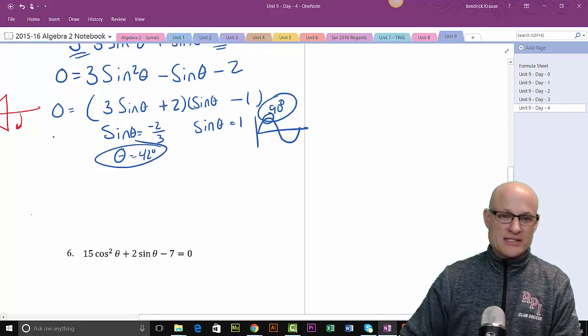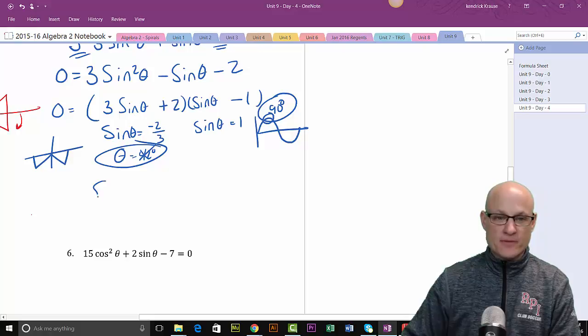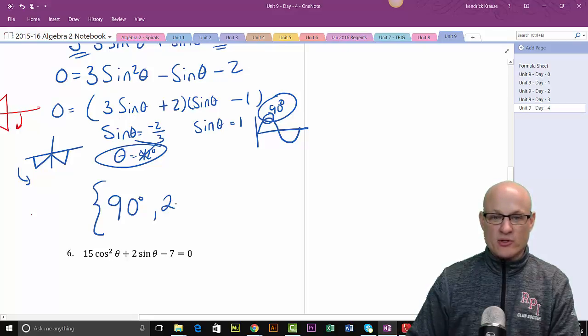But sine is negative in the third and fourth quadrant. So I'm not going to use this. I'll start with 90. That's my first one. And I'm going to do 180 plus 42. That'd be 222 degrees. And I'm going to do 360 minus, and that will give me 318.